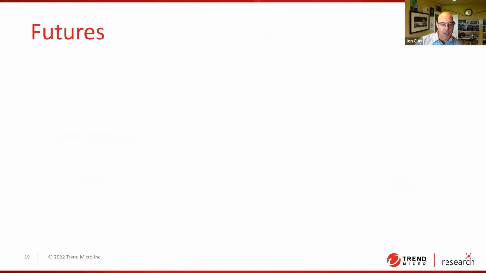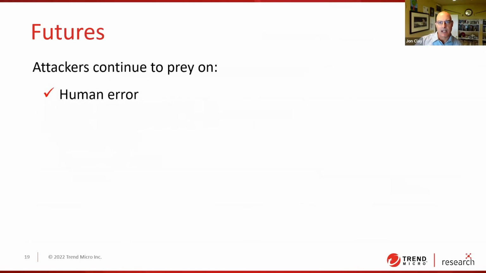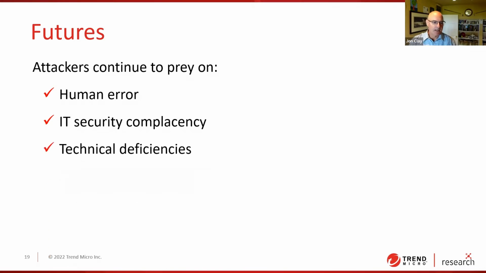Now, some of the futures, besides what I just talked about, these attackers, the way they're going to get into organizations and maintain presence in the organization, they're going to continue to look for human errors. So have I misconfigured an application that allows them now to get access? Did I make a mistake in setting up my configurations or setting up my security stuff? IT security complacency. Is the organization not patching in time? Are they not enabling some of the advanced detection technologies that are available to them? So complacency. Technical deficiencies that they are identifying as well.